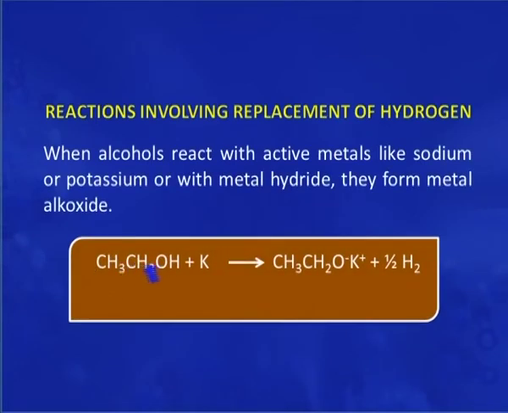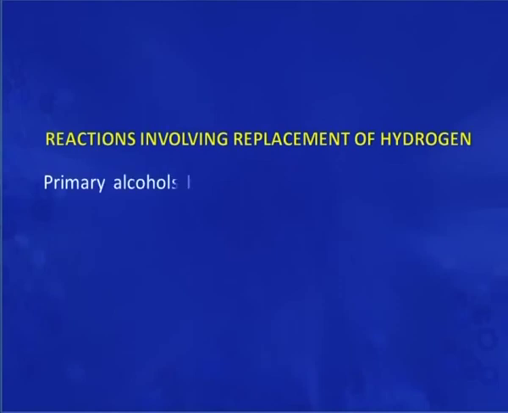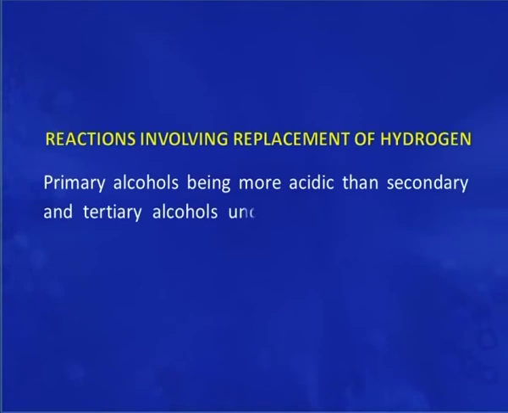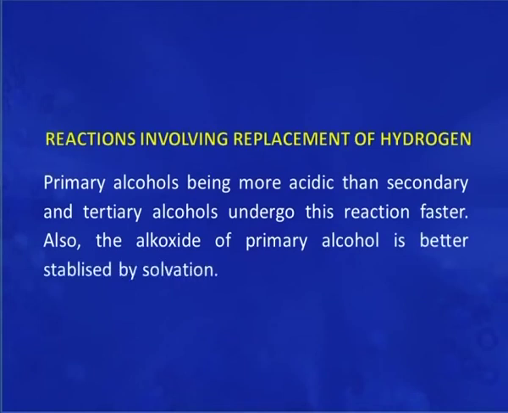This ethanol molecule, when reacting with potassium metal, forms potassium ethoxide along with hydrogen gas. Tertiary butanol, when reacting with sodium hydride, forms sodium tertiary butoxide along with hydrogen gas. Primary alcohols, being more acidic than secondary and tertiary alcohols, undergo this reaction faster. Also the alkoxide of primary alcohol is better stabilized by solvation.